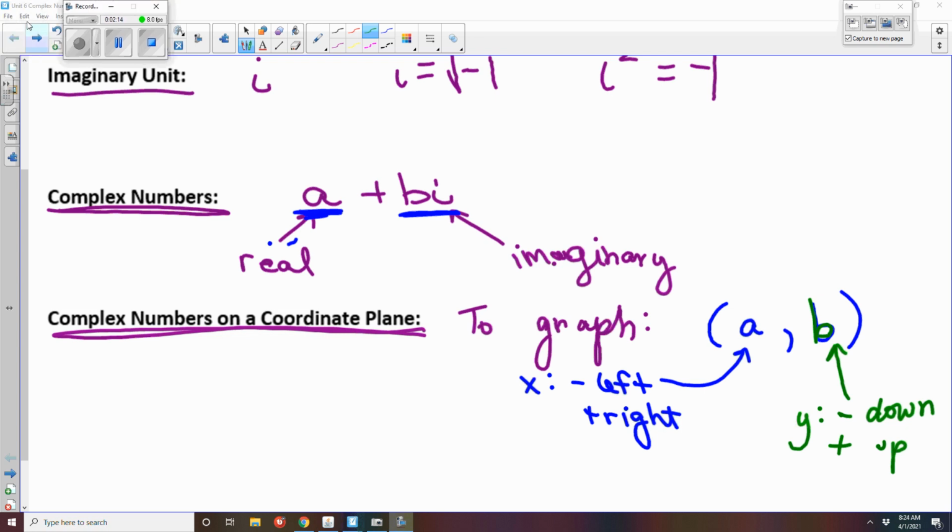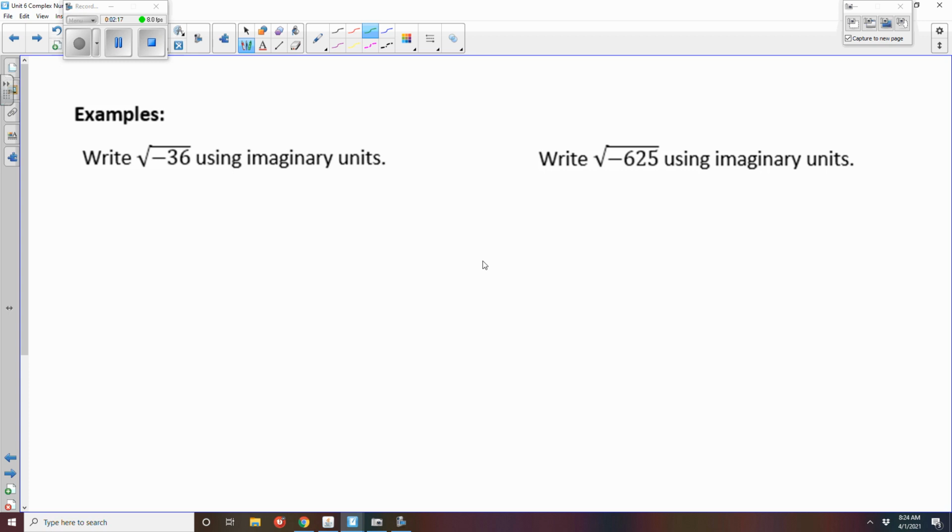All right, so for our examples, we start off with our first example being the square root of -36. We're asked to write the square root of -36 using imaginary units. So here's the thing we know. If I were to put in my calculator right now the square root of -36, what would it tell me? You got a non-real calculation. It gives us that error message.